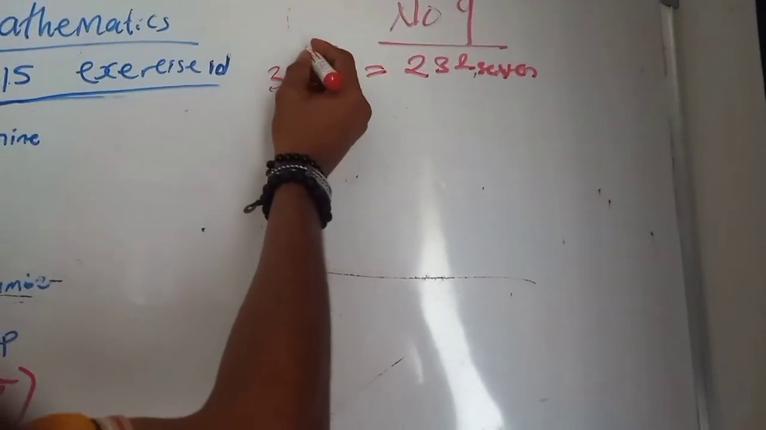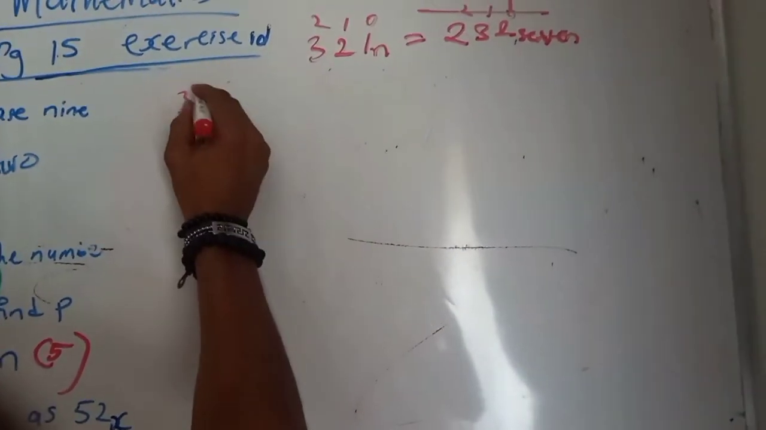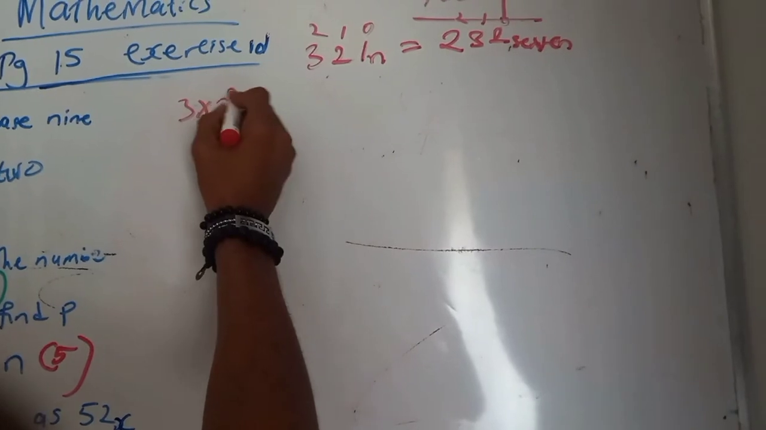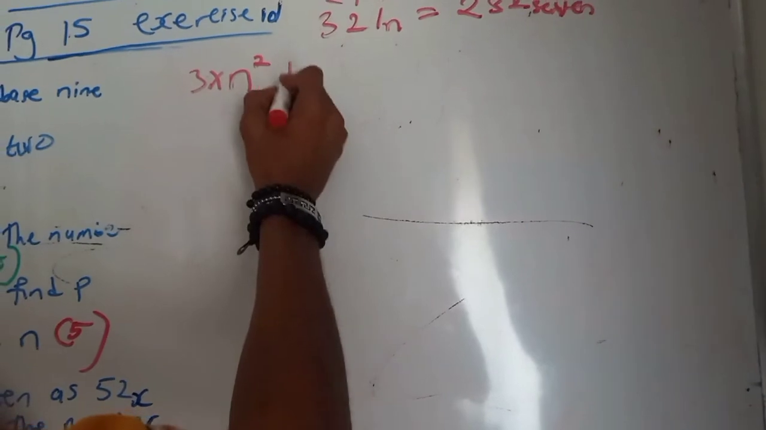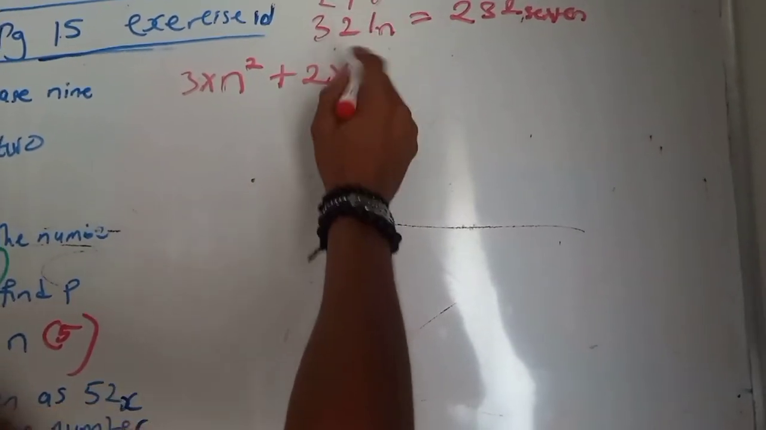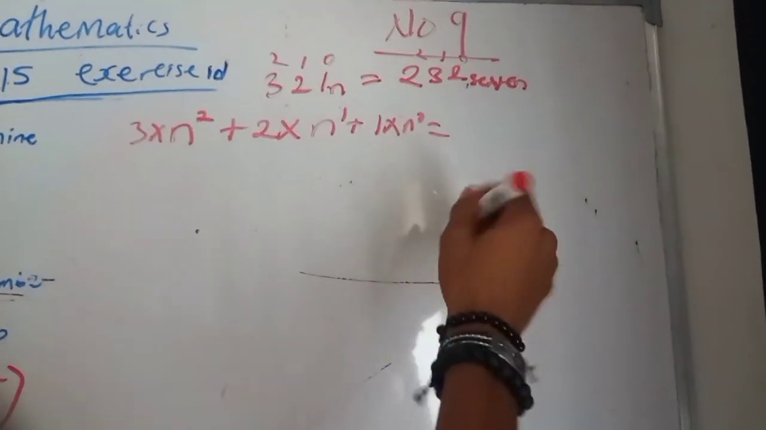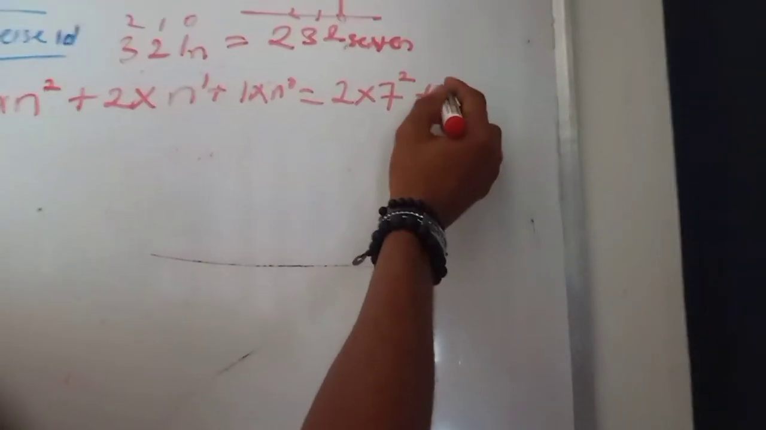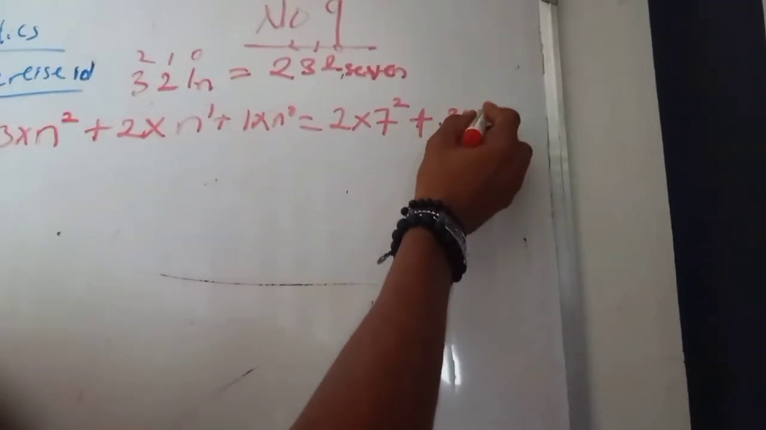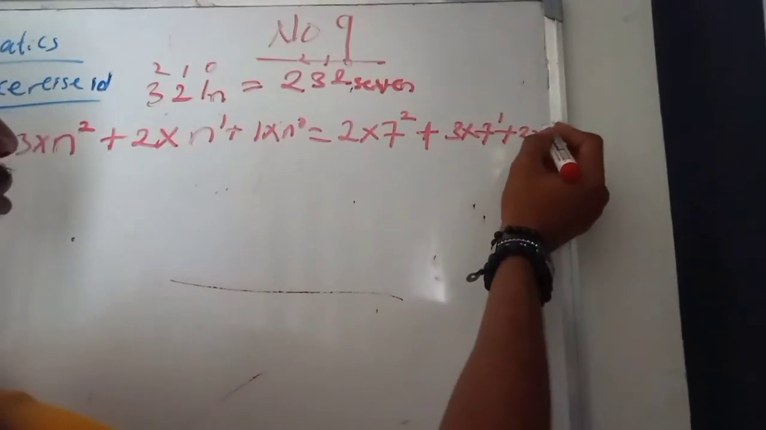Name it as usual: 0, 1, 2, 0, 1, 2. So 3 times n raised to power what? 2, sorry for that. 3 times n raised to power 2, plus 2 times n raised to power 1, plus 1 times n raised to power 0, equals 2 times 7 raised to power 2, plus 3 times 7 raised to power 1, plus 2 times 7 raised to power 0. So what next now? We do what?